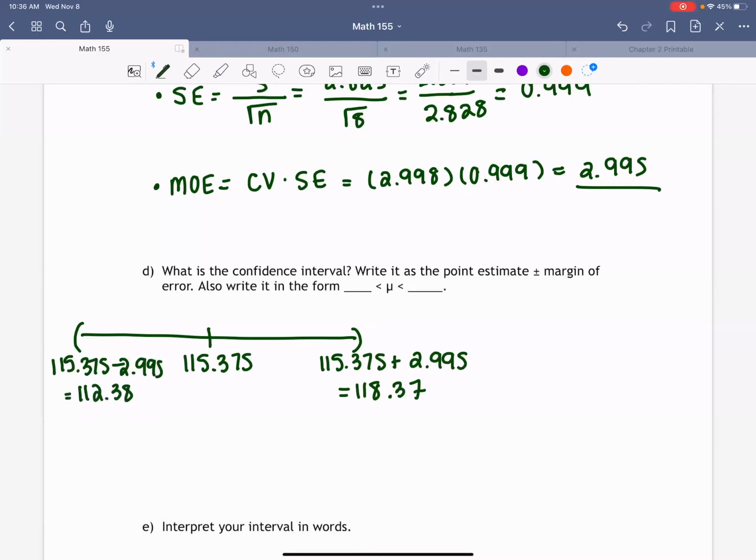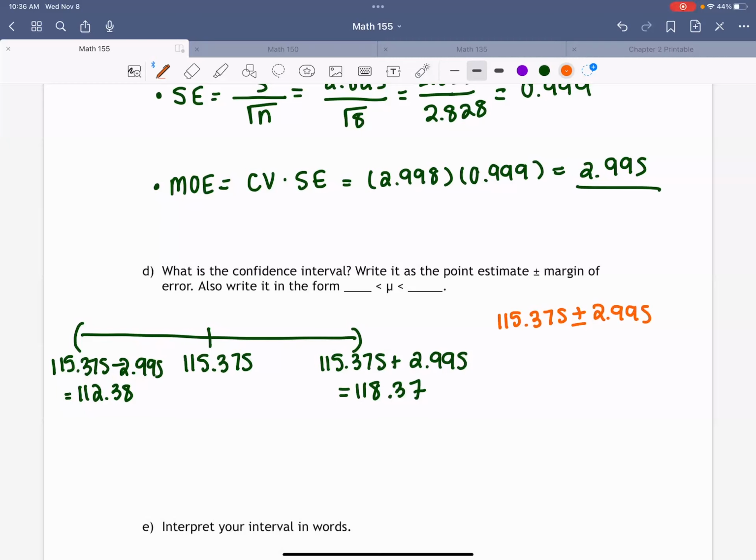And then when you write your interval, there's a couple ways you can do it. I think the easiest way is the plus or minus notation, where we write how we got to it. So I took my middle number, I added and subtracted 2.995. Okay, so that's one way you can go about it.